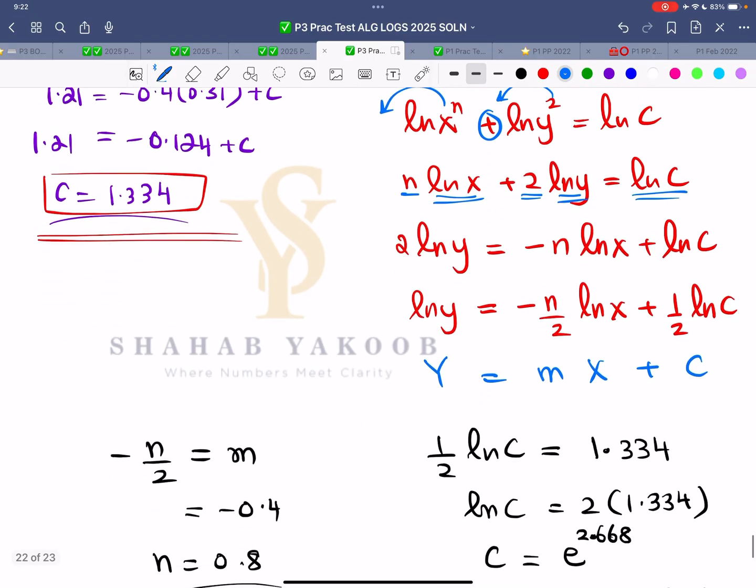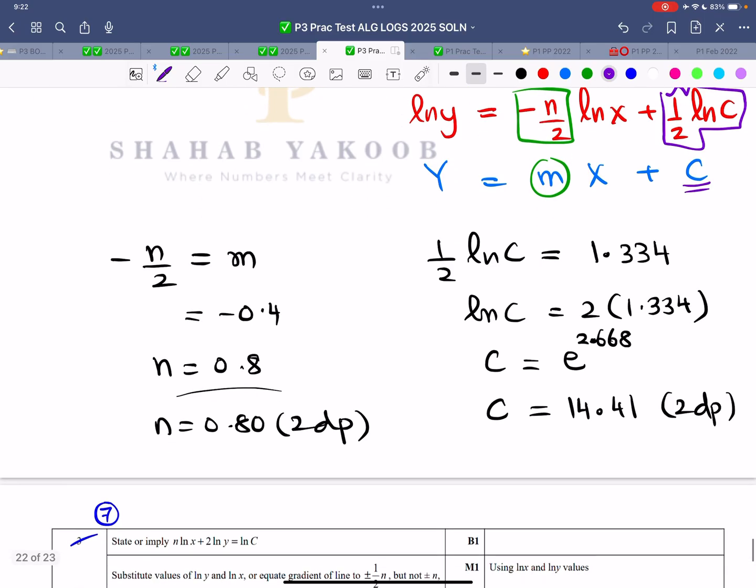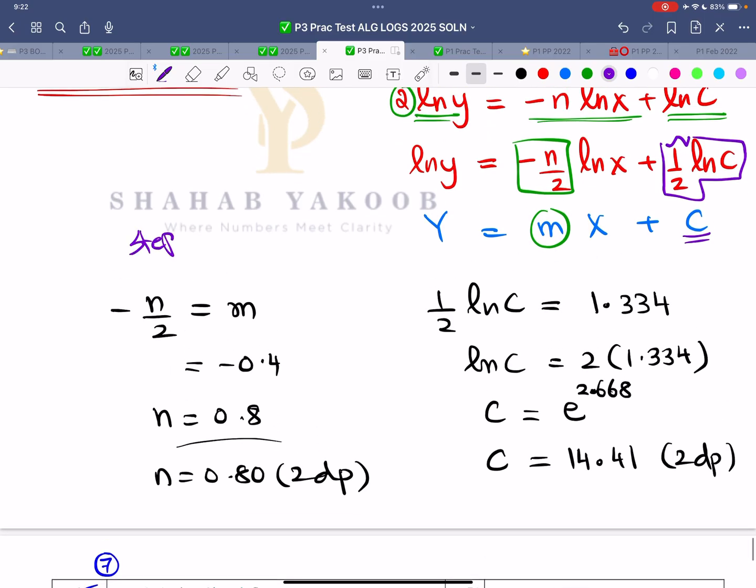Now we want y on the left hand side. So take the n ln x to the other side over here and then divide by 2. So now this over here, that is your gradient. This over here, half ln c, that is your y-intercept. So now this is step 3, that is comparing coefficients. Your gradient is negative n over 2.